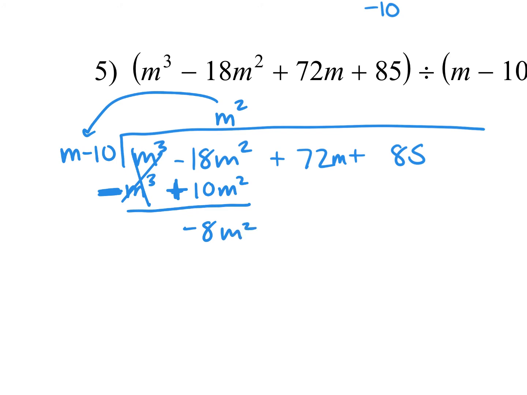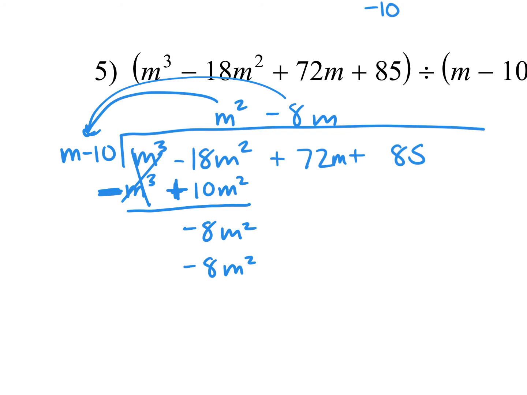So then I do the same thing again. I divide negative 8m squared by m, and I get negative 8m. So after I divide, I multiply. Negative 8m times m would be negative 8m squared. And negative 8m times negative 10?